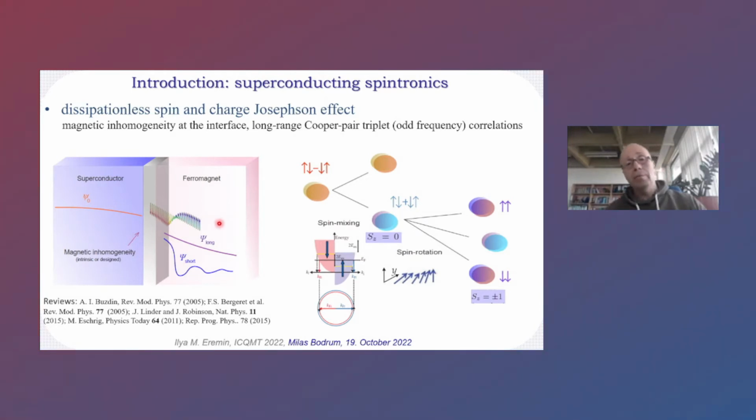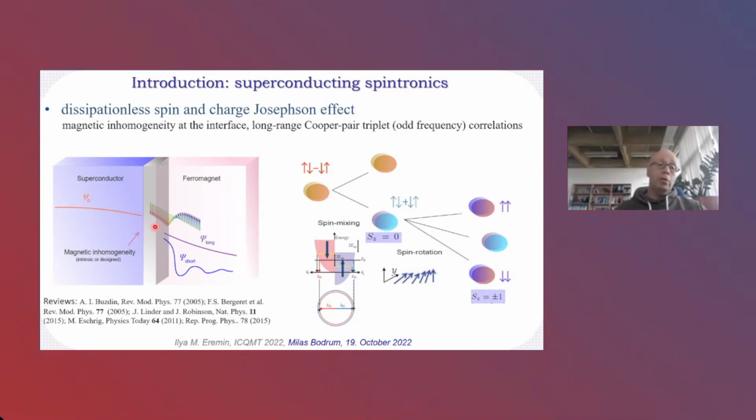The idea comes from the discoveries done by Bergeret, Volkov, and Efetov, and also a number of other groups. There are a number of reviews on this, which I'm citing here. I'm also citing original papers on the next slide. But the idea is the following. You have a superconductor, which is typically a spin singlet superconductor.